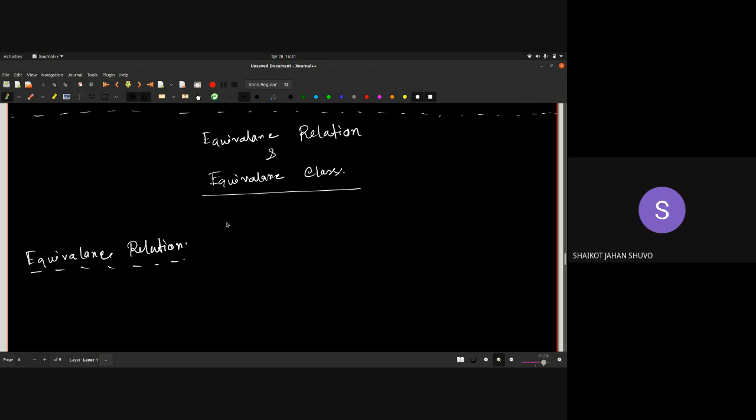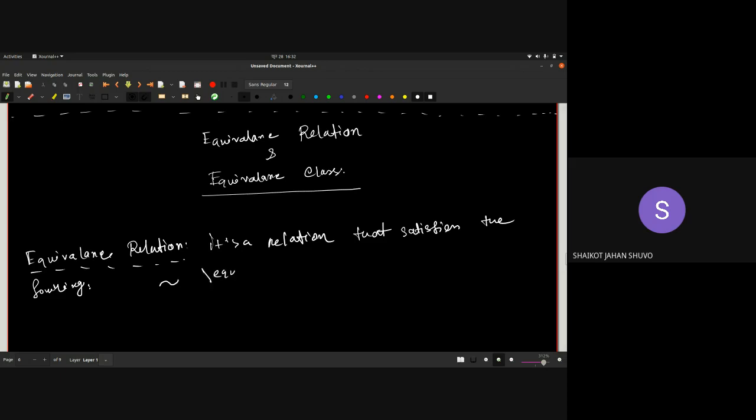An equivalence relation is a relation that satisfies the following axioms or requirements, whatever you want to call them, and it is given by some equivalence symbol. If you are someone who has done LaTeX, then you write it as /equiv, right? So the requirements are the following.